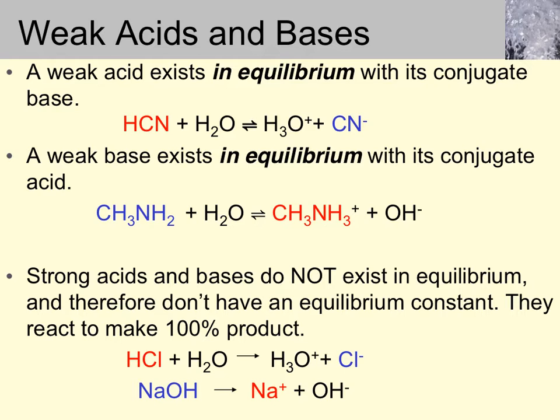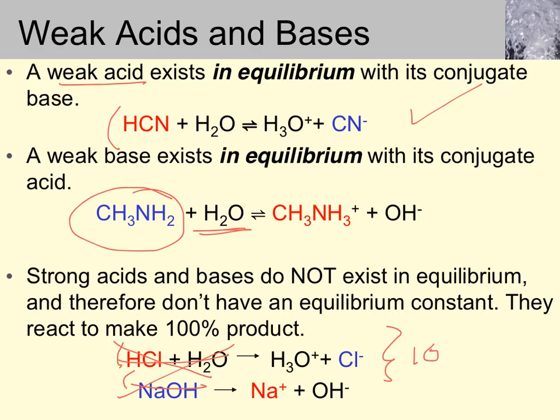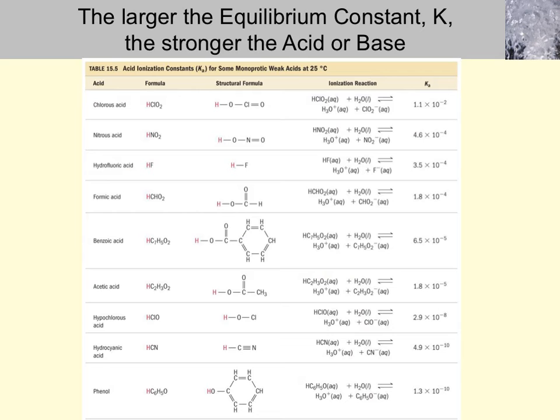All right, so to give you a specific example, hydrocyanic acid is a weak acid. It's not one of the 6 strong ones that you memorize, and so here's its equilibrium. A weak base, methylamine, again, it's in equilibrium because it's not one of the 6 strong bases. Strong acids and bases like hydrochloric acid or sodium hydroxide, the original molecule is gone. They ionize 100%, and so there is no equilibrium.